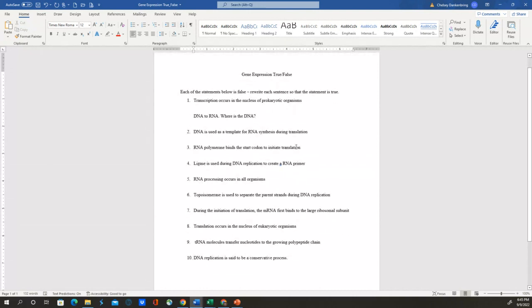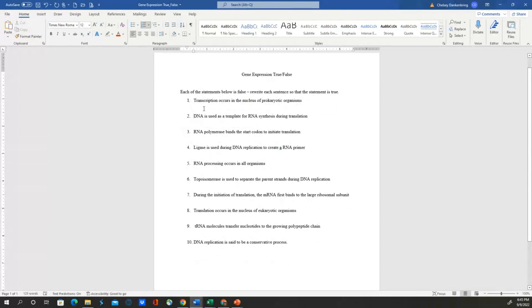All right, number 2, DNA is used as a template for RNA synthesis during translation. What's the problem there? Good, exactly. DNA is used as a template for RNA synthesis during transcription. Yep, that should say transcription. Excellent. So again, remember, DNA to RNA is the goal.